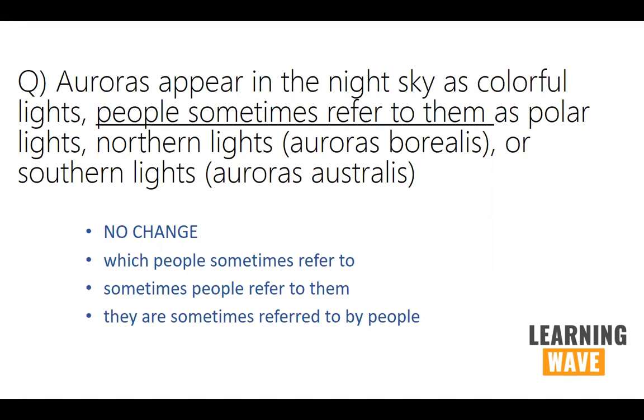Next question. You can pause this as well. Okay. Auroras appear in the night sky as colorful lights. People sometimes refer to them as polar lights, northern lights, or southern lights.